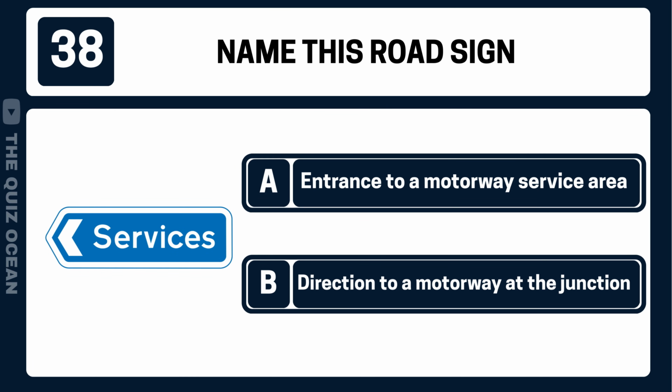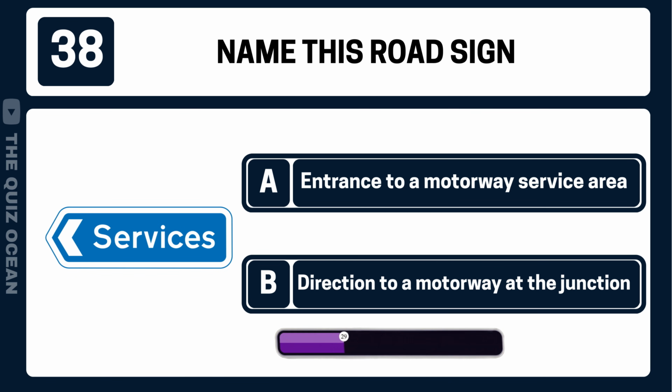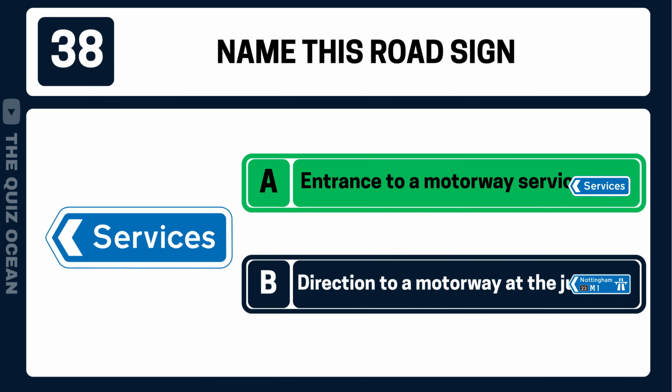Name this road sign. A. Entrance to a motorway service area. B. Direction to a motorway at the junction. Well spotted. This sign marks an entrance to a motorway service area.